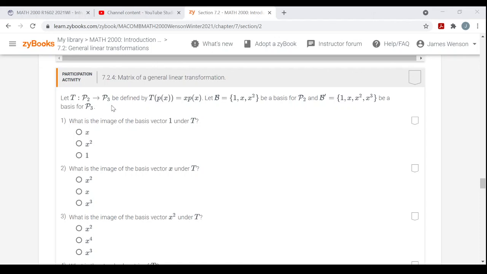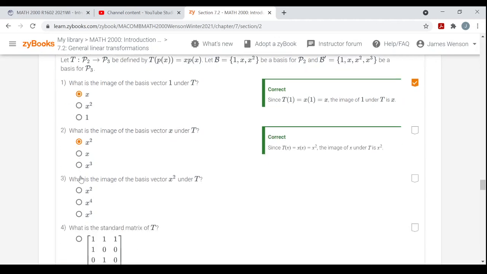But you're given another transformation, P2 to P3, defined this way. Every polynomial that you plug in, you just multiply by x, and you get a polynomial of one degree higher. See, this basis is the standard basis for the domain. This is the standard basis for the codomain. What's the image of the basis vector 1 under T? It'll just be x, right? You just multiply it by x. And then x squared when you plug in x, and then x cubed when you plug in x squared.